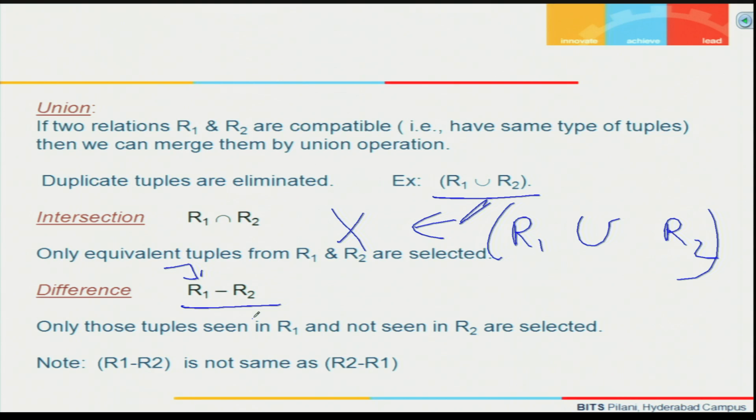That means the union operation and the intersection operation are commutative. R1 intersection R2 or R2 intersection R1, both are the same. Similarly, for union also it is the same, but for difference, R1 minus R2 is different from R2 minus R1. That is why R1 minus R2 is not the same as R2 minus R1. This is a very, very important point to be noted.